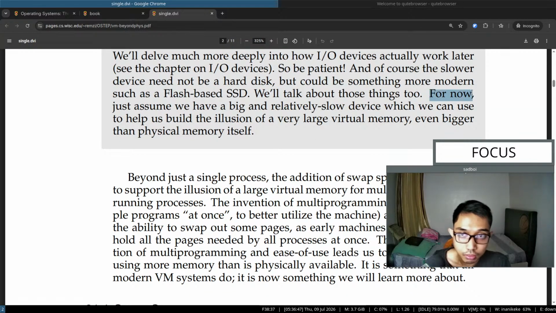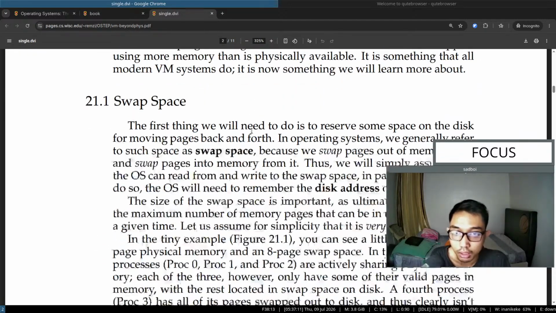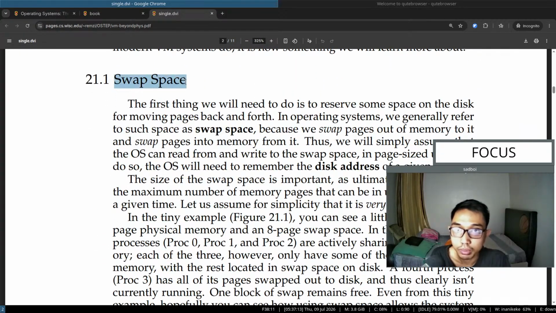For now, just assume we have a big and relatively slow device which we can use to help us build the illusion of a very large virtual memory, even bigger than physical memory itself. Okay, the swap space.